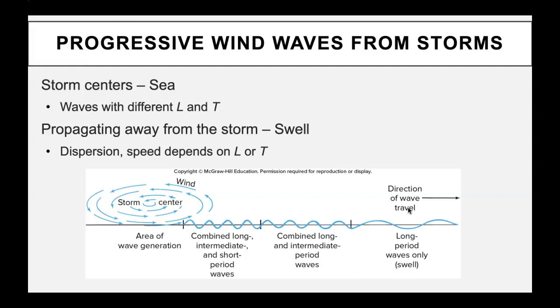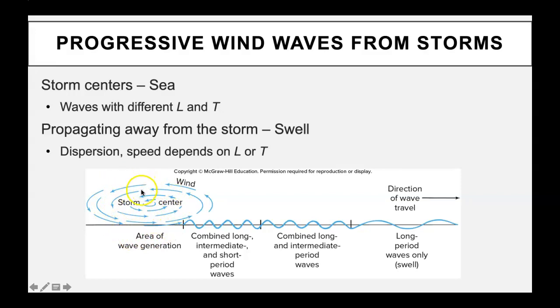Progressive wind waves from storms. So storms are usually going to have a storm center to them out at sea, and the waves that are produced by storms are going to have different wavelengths and different periods. They're going to propagate away from that storm, like move away from that storm center in all directions. That's called a swell, the storm swell. And how much that disperses over time and changes over time is going to depend on that beginning wavelength and period.